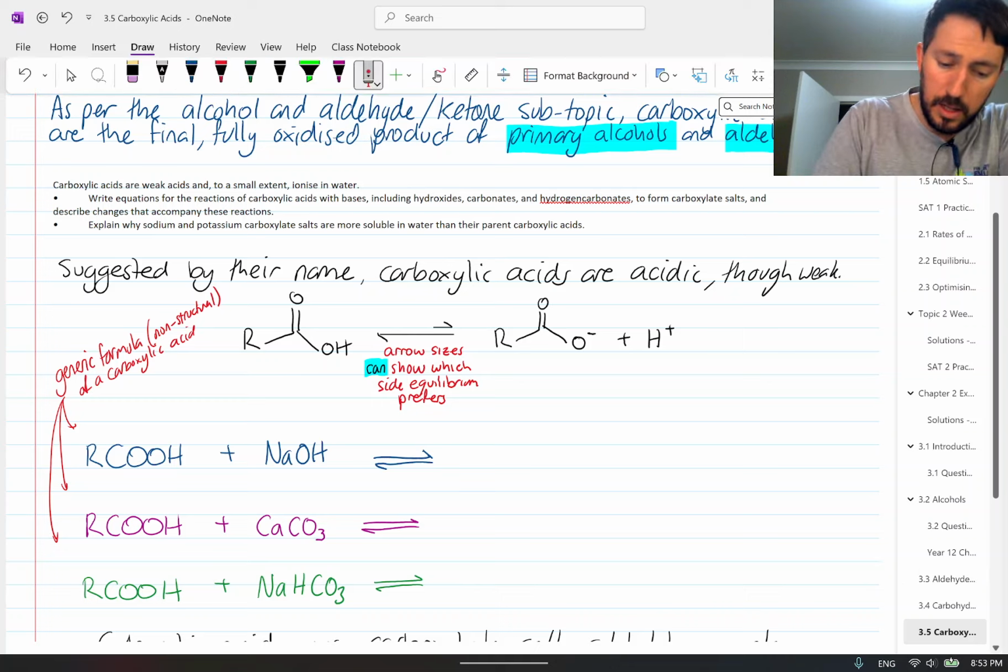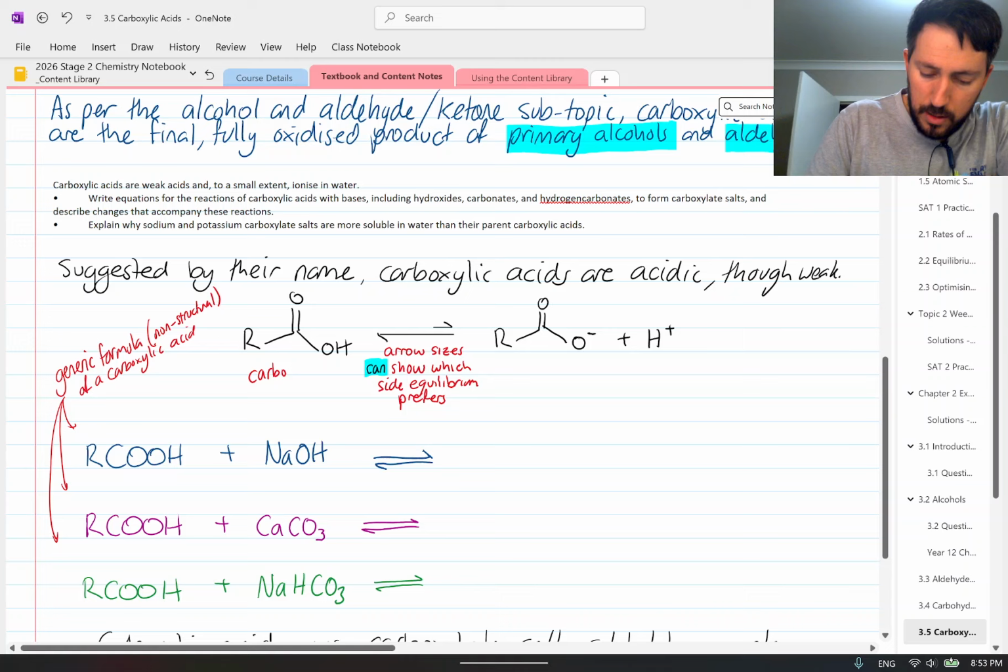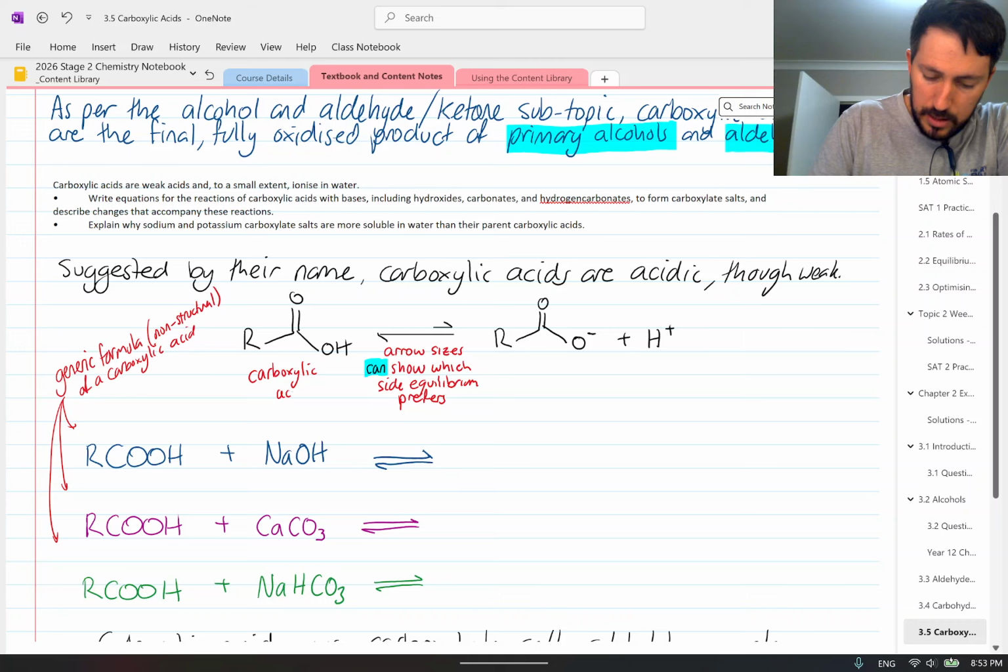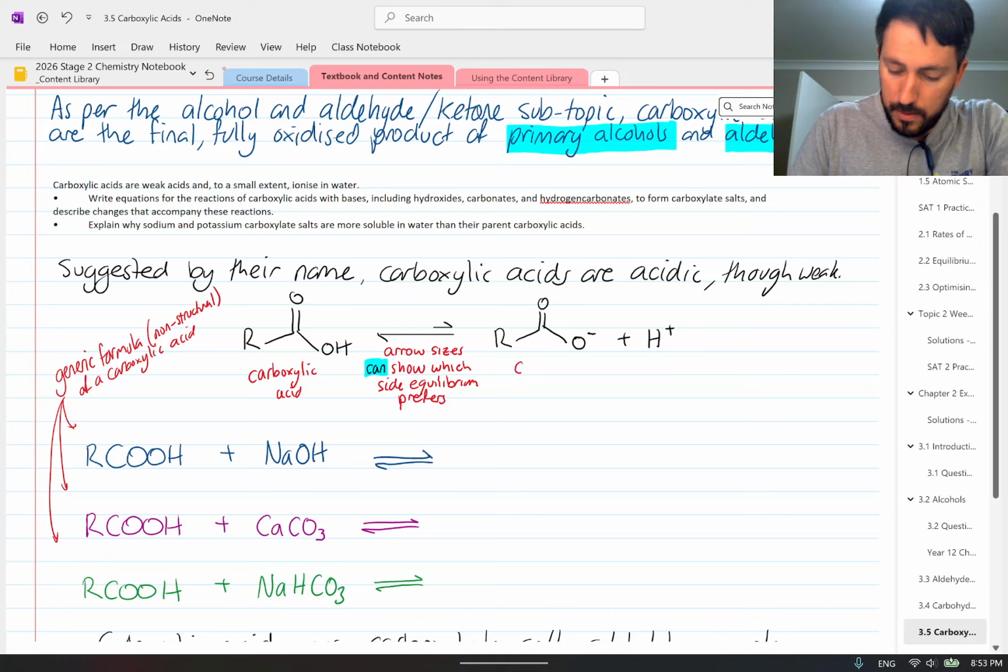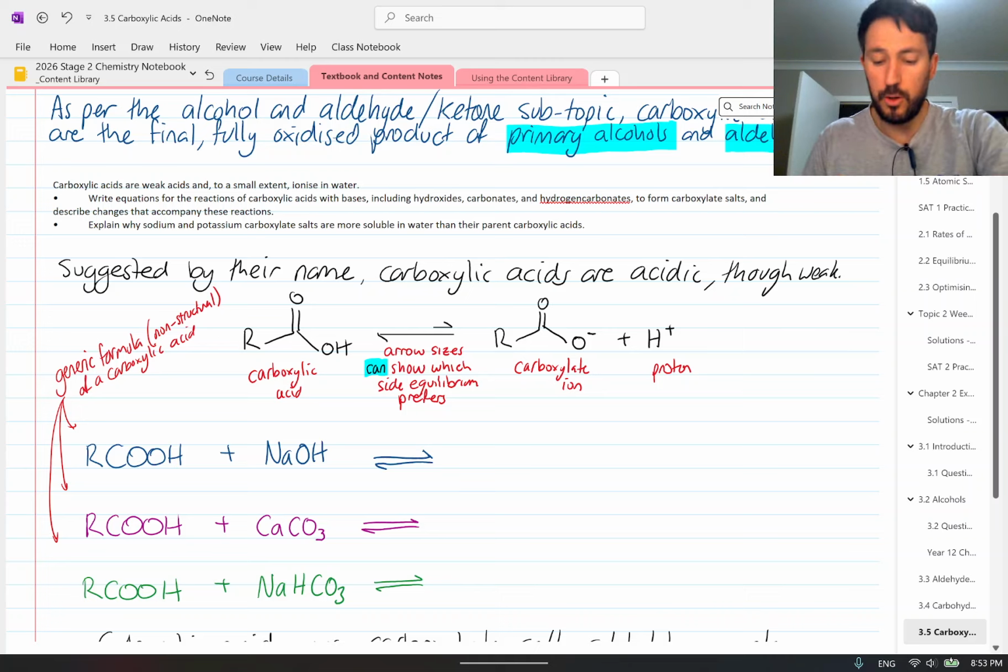Now, while I'm here, I'm just going to label this one. Over here, we have our carboxylic acid as our reactant, and over here is our carboxylate ion, and obviously our proton when it's acting as an acid. So our carboxylate ion, whenever you hear carboxylate, that is our carboxylic acid with the H+ removed.